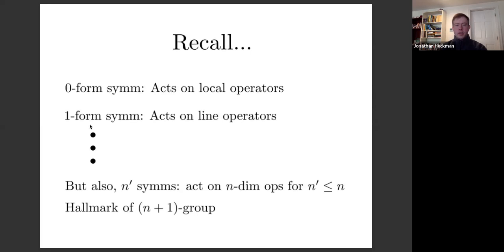Okay, so let's recall: zero-form symmetries act on local operators, one-forms on line operators, and so on. But nothing stops you from saying that the lower form symmetry might in fact still be acting in some non-trivial way on the extended object. This is the hallmark of this intertwining that can occur, of what I'd refer to as an n+1 group. The simplest case that we're going to talk about is a two-group, namely zero-form symmetry acting upon one-forms and so on.